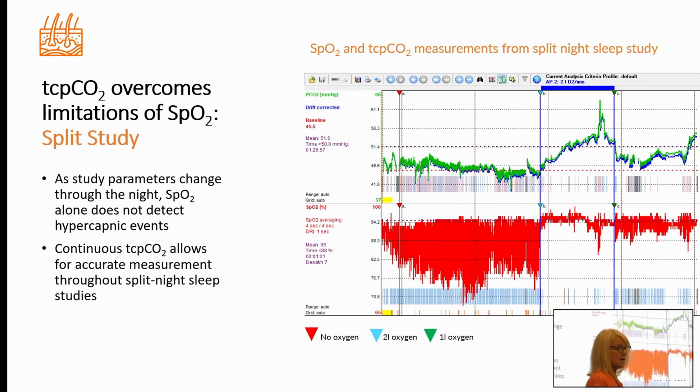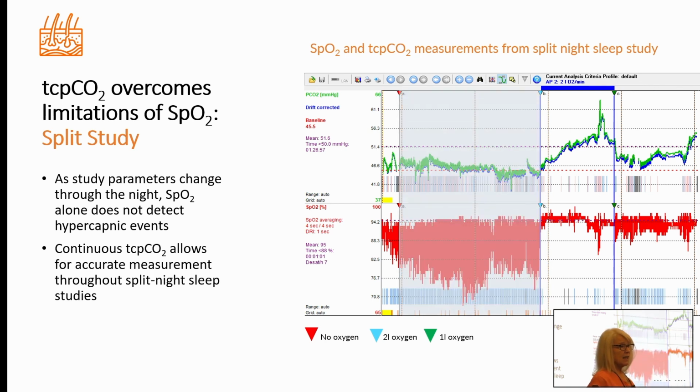Here is a very interesting example of a split night study. This is an overnight tracing of a patient who started the first part of the night on just straight up room air. So this part that I highlighted, that is the room air portion of this study. The orange tracing is the patient's oxygen saturation. The green tracing is the patient's transcutaneous CO2 value.